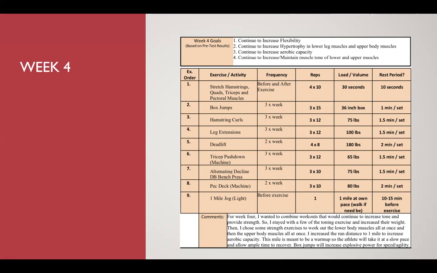For week four, for my comment, I wanted to combine workouts that would continue to increase tone and provide strength. So I stayed with a few of the toning exercises and increased their weight. Then I chose some strength exercises to work out the lower body muscles all at once, and then the upper body muscles all at once. I increased the run distance to 1 mile to increase aerobic capacity. This mile is meant to be a warm up so the athlete will take it at a slow pace and allow ample time to recover. Box jumps will increase explosive power for speed and agility.